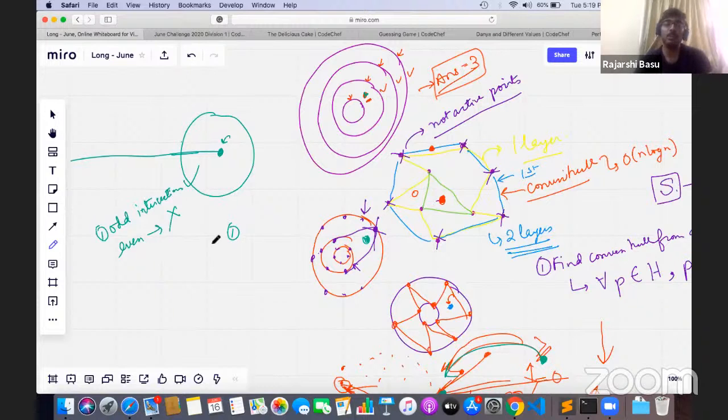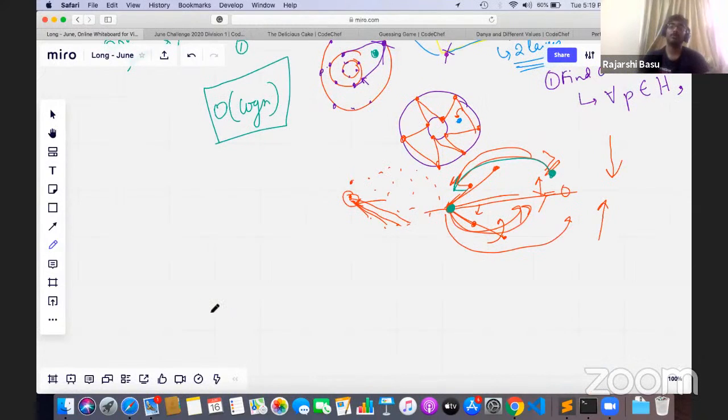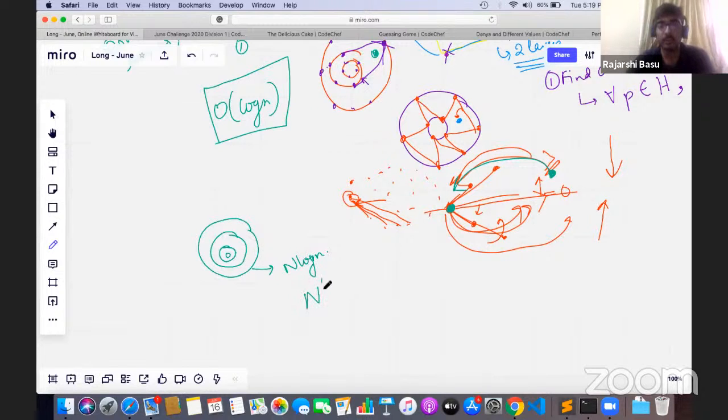For simple convex polygons, there is an O(log n) method, which I have also linked in the editorial. Now, let's see what the complexity of the code could be. You are building n convex hulls again and again, right? So every step might take n log n time. So you might have an overall processing time of n squared log n, right?